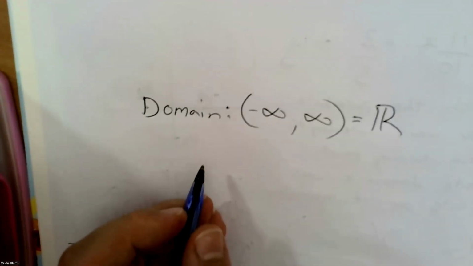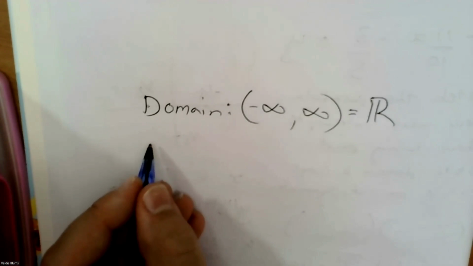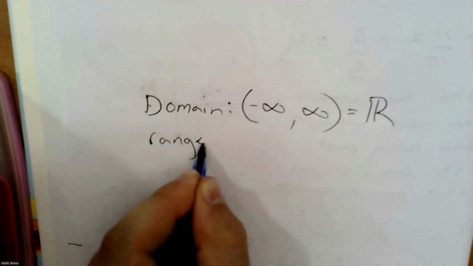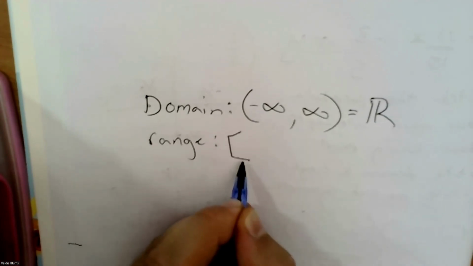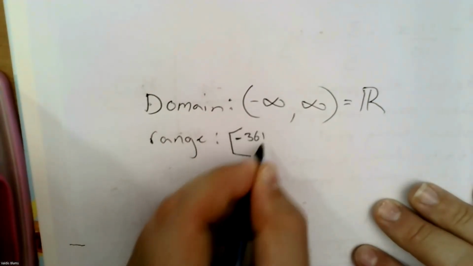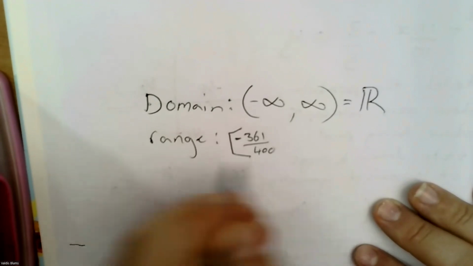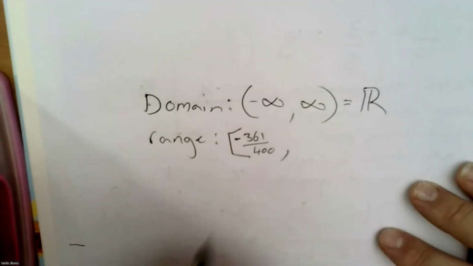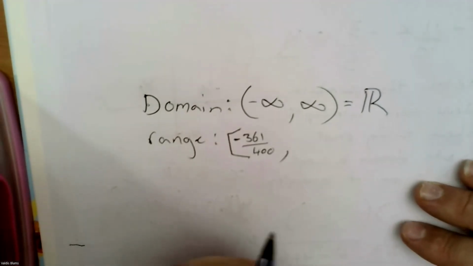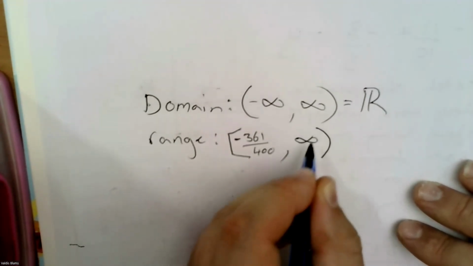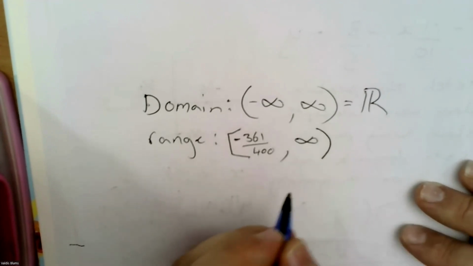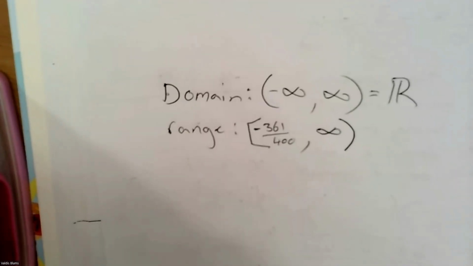Now for my y-axis, so my range, it's going down to the turning point value, negative 361 on 400. And as you saw when I scrolled up, it kept going up in the graph. So it goes all the way up to positive infinity, but can't actually touch that value. So we have parentheses instead of square brackets. And that would be the domain and range for that question.